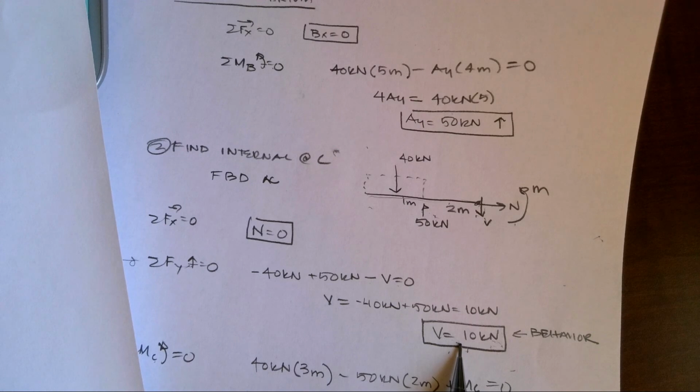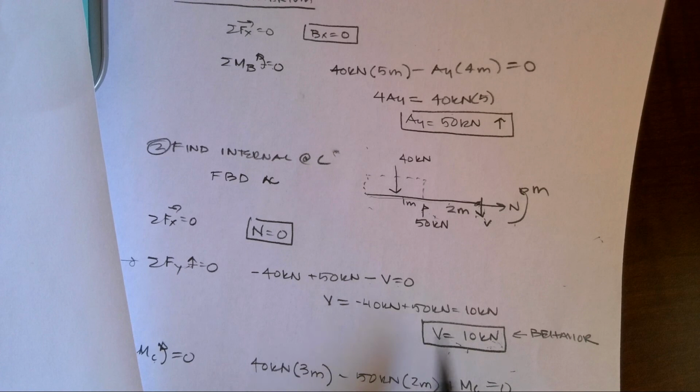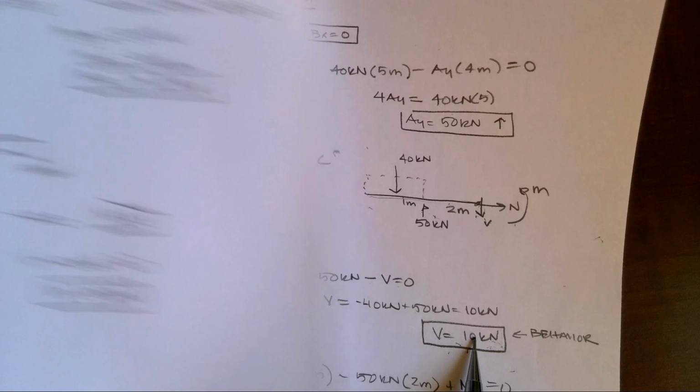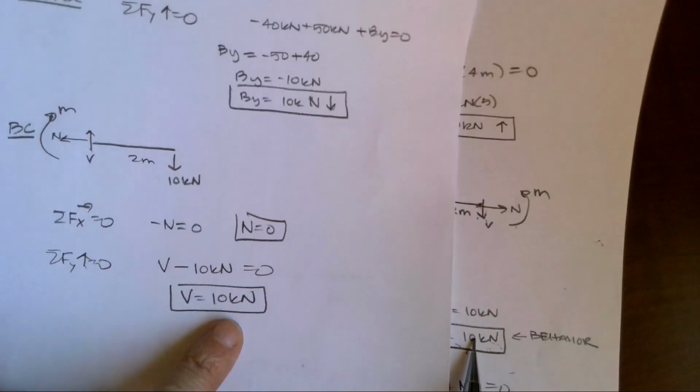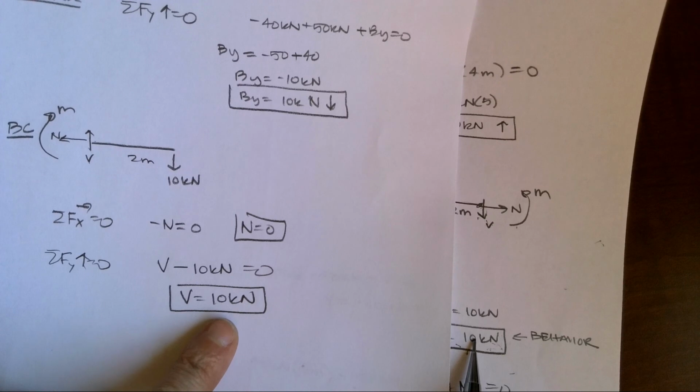Again, we're not going to show up or down because here positive is down. Coming back from the right, positive is up. So we just show behavior, positive 10 kilonewtons.